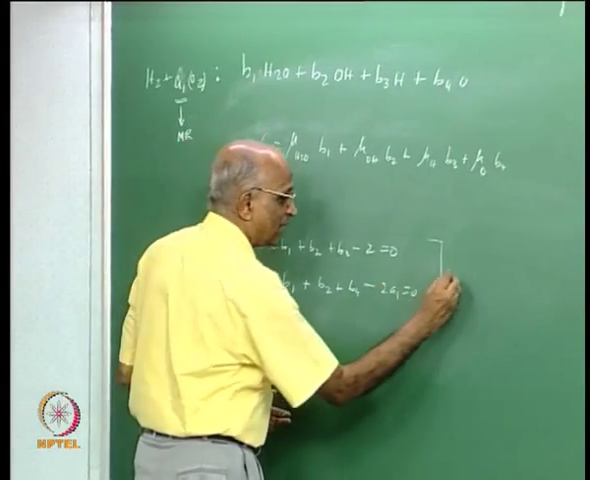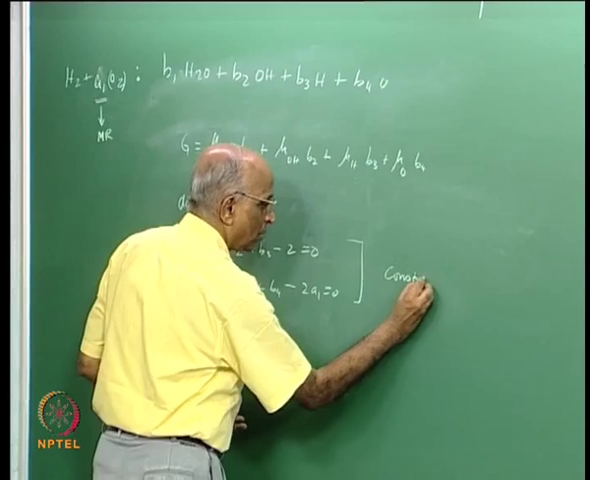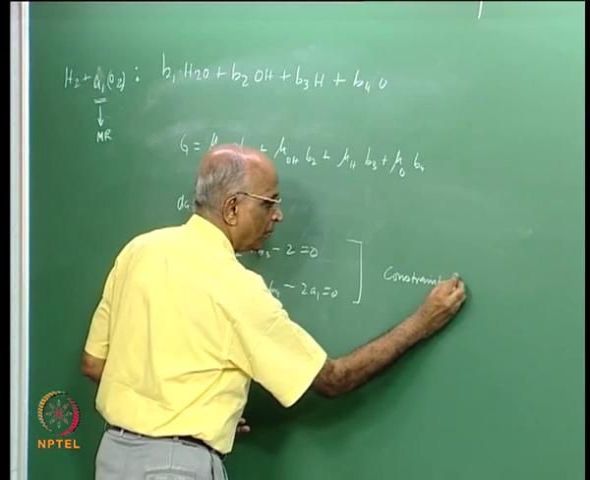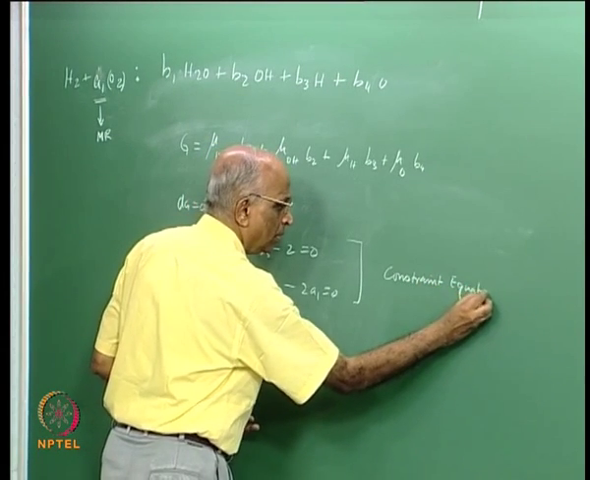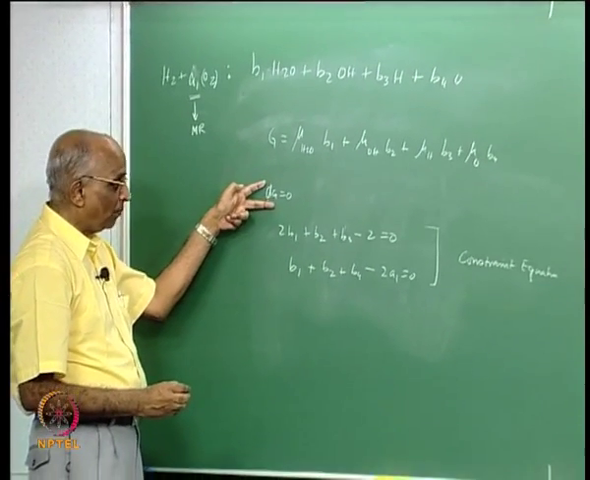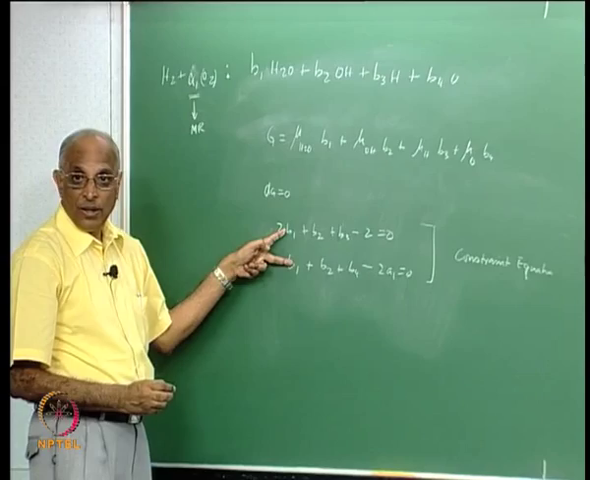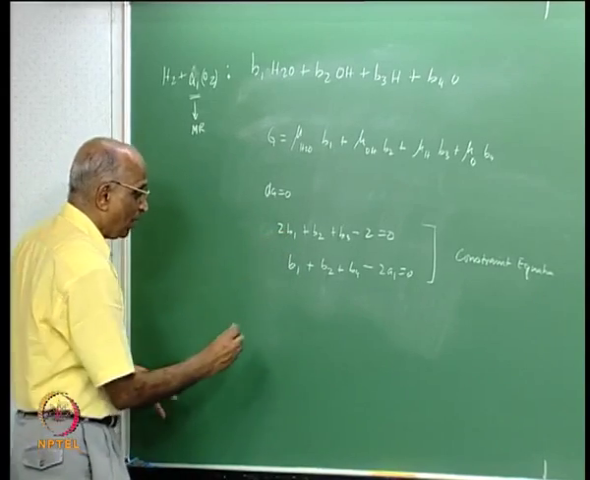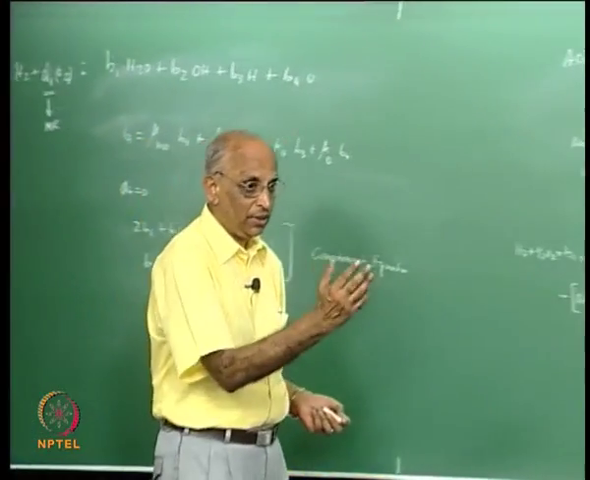therefore, we call this the constraint equation. Even though I have to minimize the value of Gibbs free energy, dG equal to 0, this must also be obeyed, and therefore, we use the method of Lagrangian multipliers, which is what I show here.